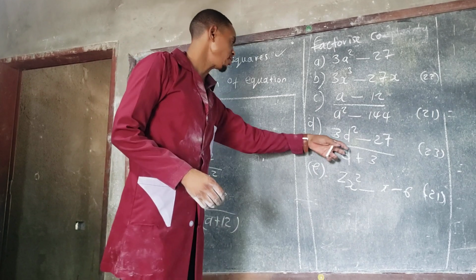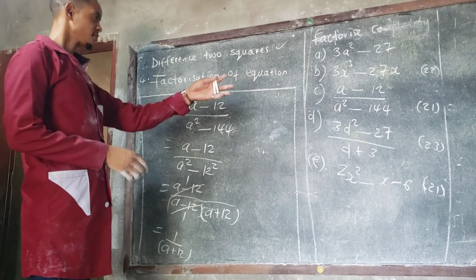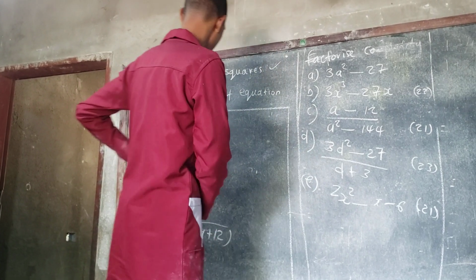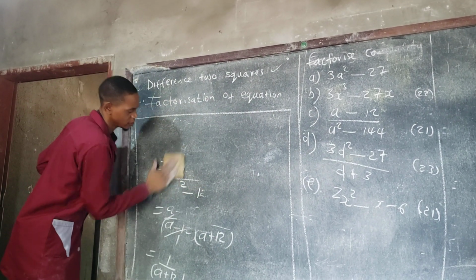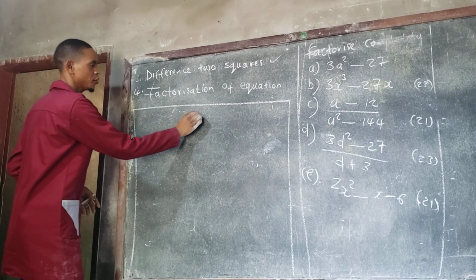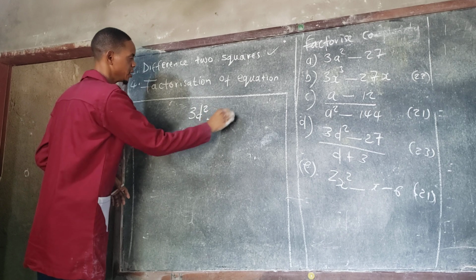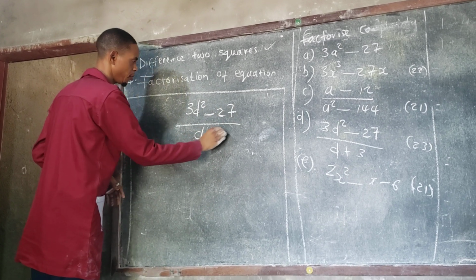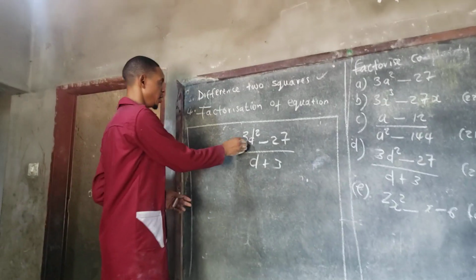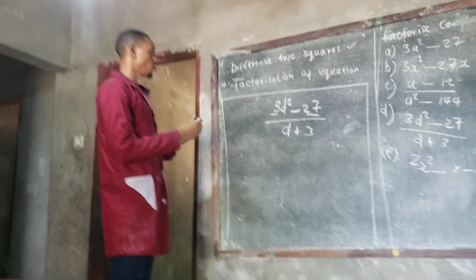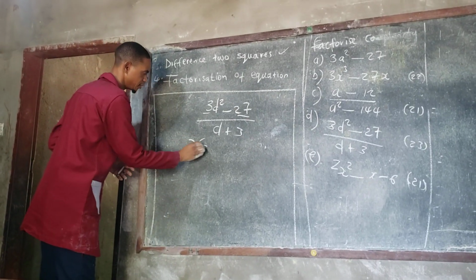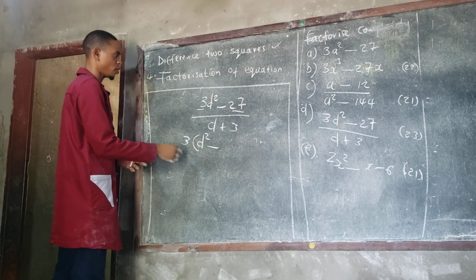Then I come to this one, D. It came in 2023, to factorize completely. So I'll take you there and try to factorize that one: 3d squared minus 27 over d plus 3. So I'm factorizing this one completely. This one has got a common factor, and the common factor is 3. So 3 will be outside the bracket, then d will be inside the bracket.